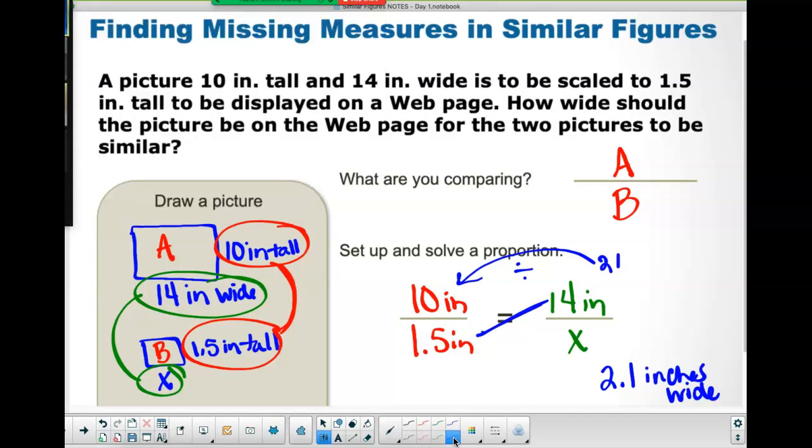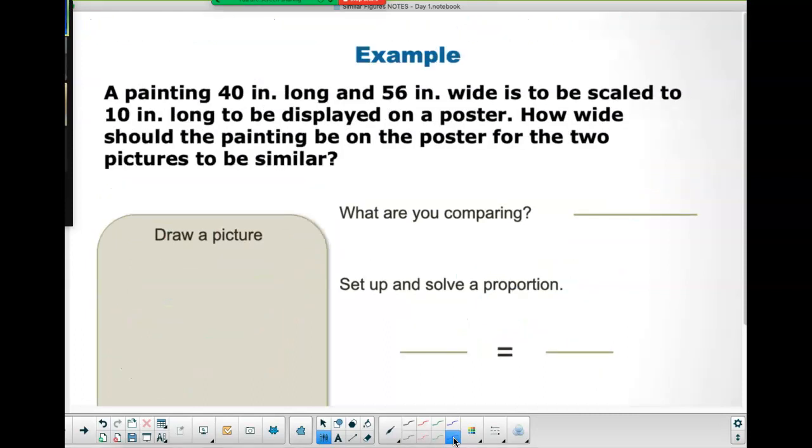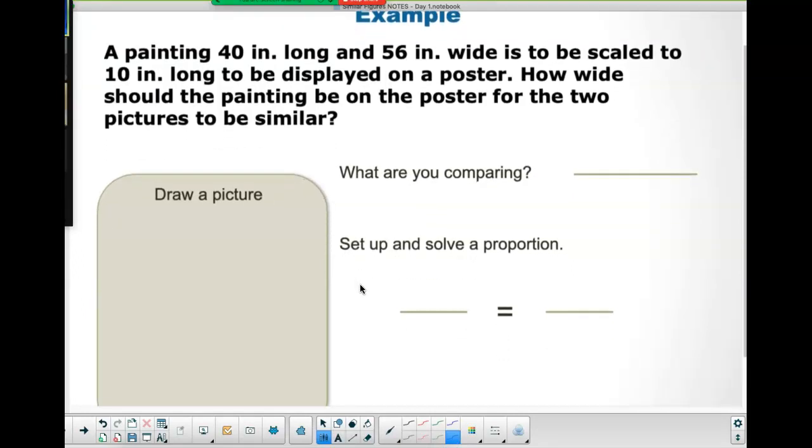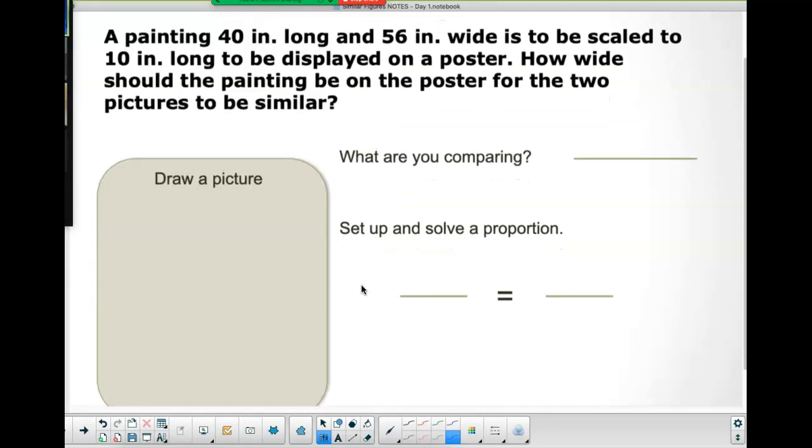Okay, questions there? Okay, let's try another one. This time we have a painting 40 inches long and 56 inches wide that is to be scaled to 10 inches long to be displayed on a poster. How wide should the painting be on the poster for the two pictures to be similar?